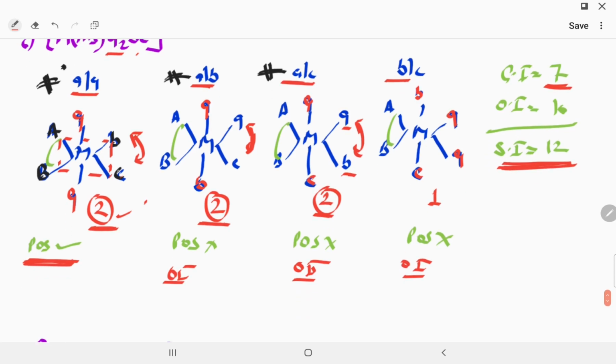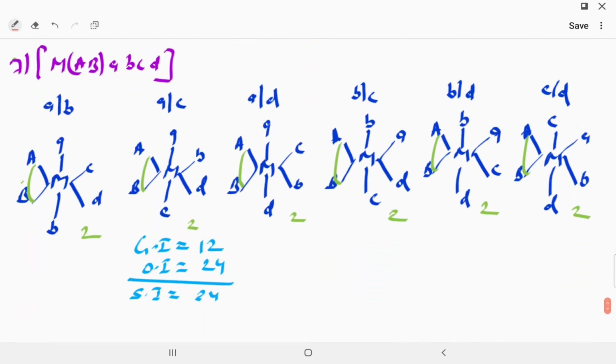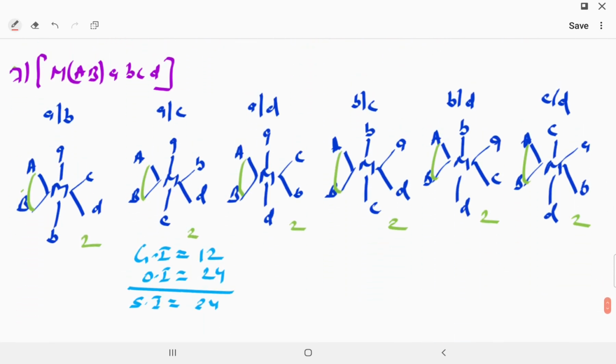Okay, now the next one you are able to see that this is also important. M A B A C A B C D, all monodentate ligands are different. So in this case you are able to see that AB trans, AC trans, AD trans, BC trans, BD trans, CD trans. Now you are able to see that each case you make two geometrical isomers.